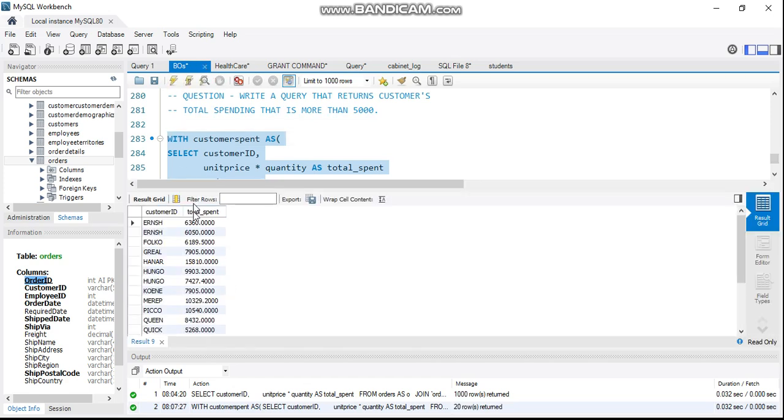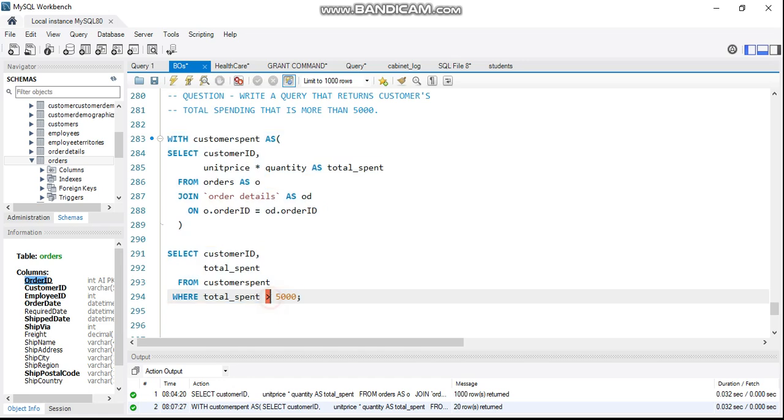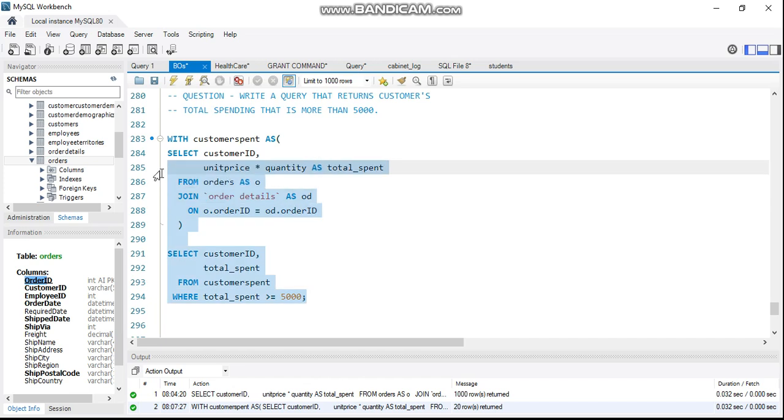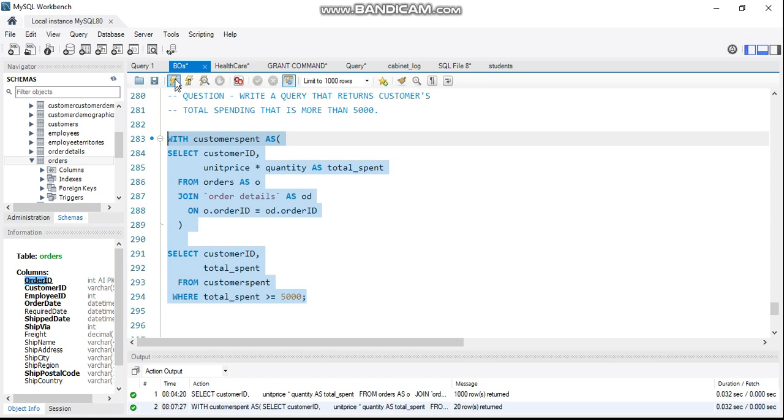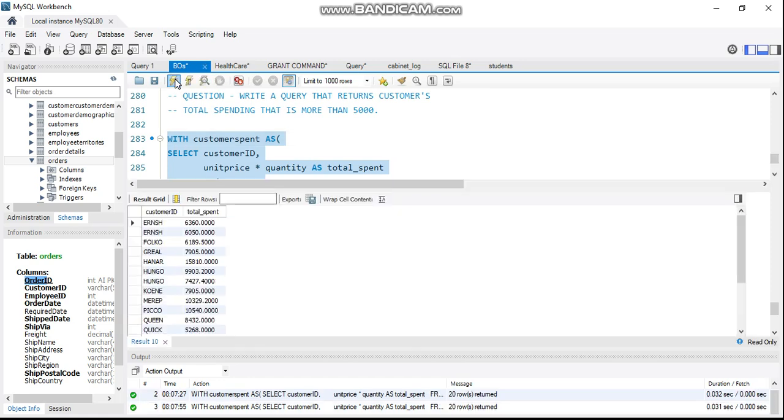Can we see that we have everything that is more than 5,000 now here? Everything that is greater than 5,000. So that's what we want to do. And if you want it to be greater than or equal to 5,000, let's see if we have 5,000 among our results. We didn't have anything at 5,000, so it's still the same thing.